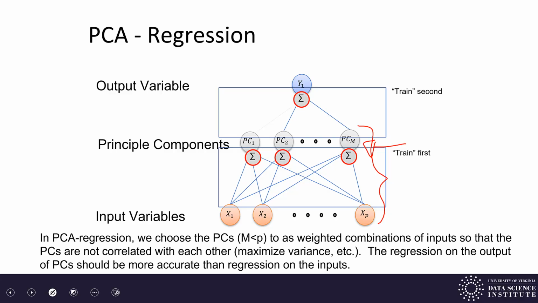So here's PCA, you train first, and train here is in quotes because it's not training in the sense of training to fit a model. It's just finding the variance in different directions in our data.